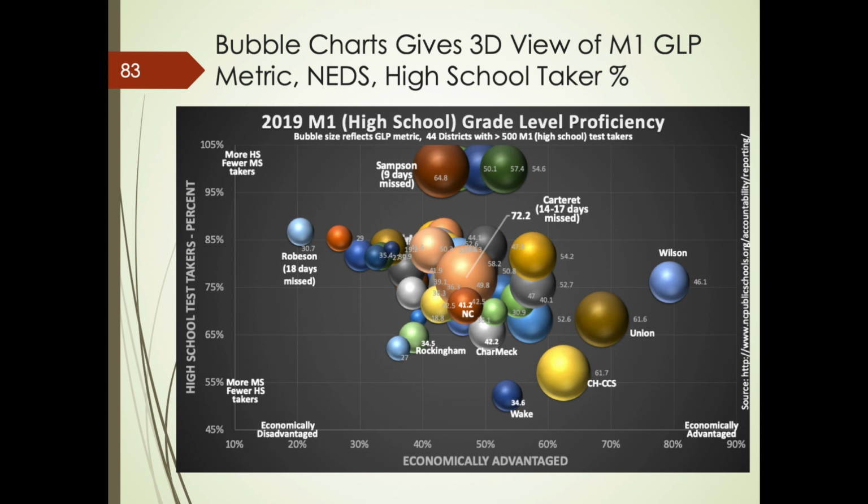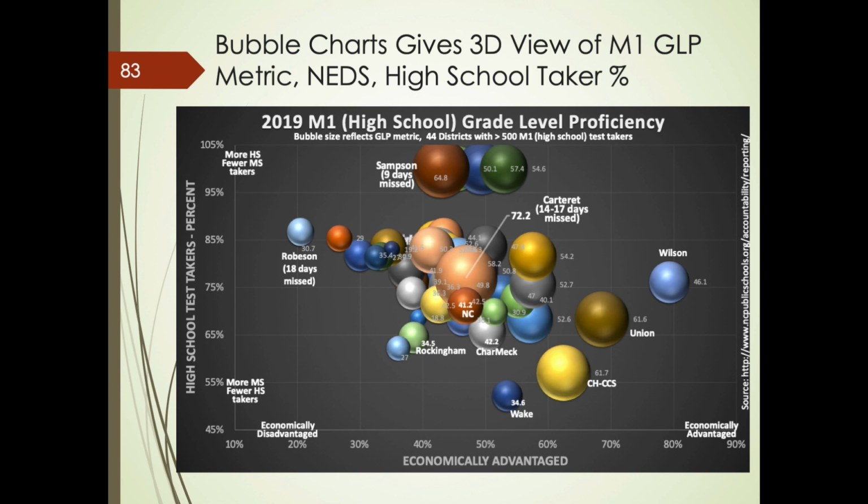All of their Math 1 EOC results were captured in the M1 metric, which is the high school metric. So again, where we see Wake County on this chart is down at the bottom, because on the y-axis we have a large percentage of middle school students who take the Math 1 EOC. So the mixture of our high school versus middle school students taking the EOC is closer to a 50-50 level.